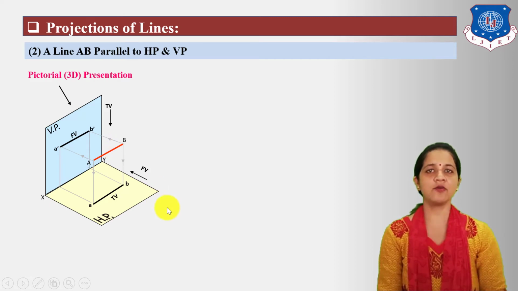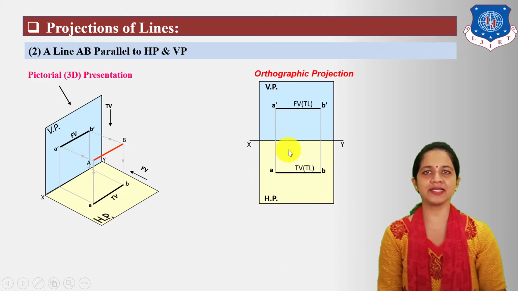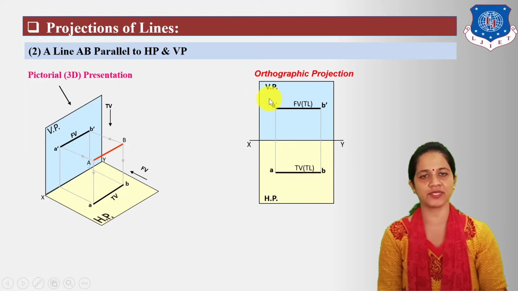Now for orthographic projection drawing with reference to XY, we need to rotate the horizontal plane in clockwise direction. So here you can see the orthographic projection of the given line AB after rotation of the horizontal plane. Here the position of HP is below XY and the position of VP is above XY because we are using the first quadrant here.